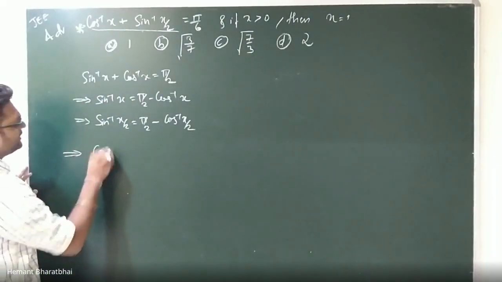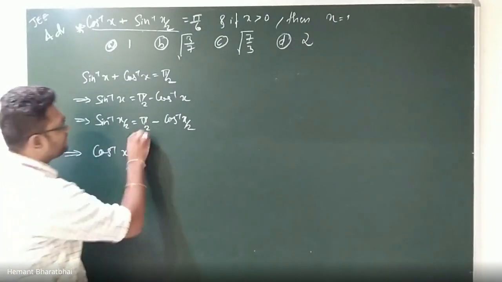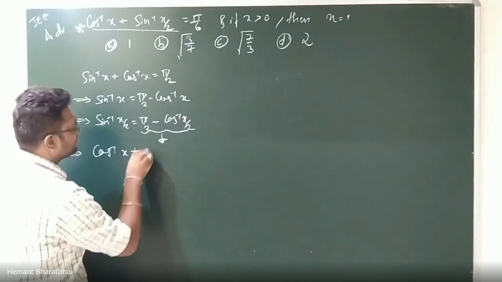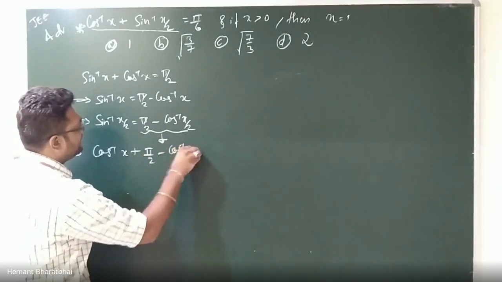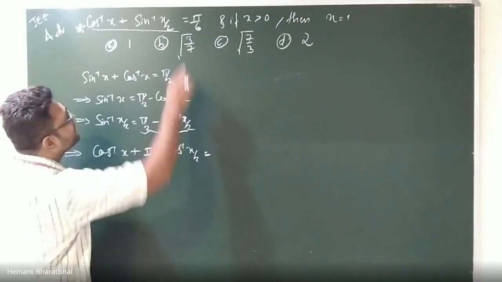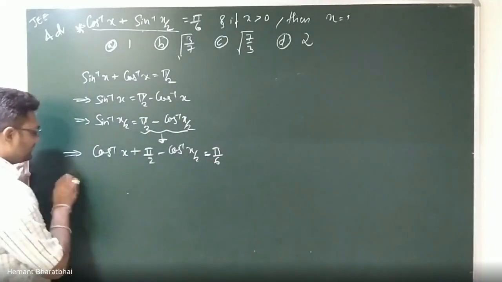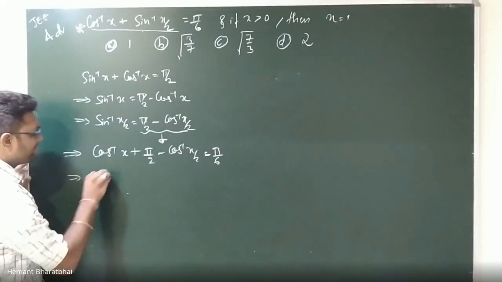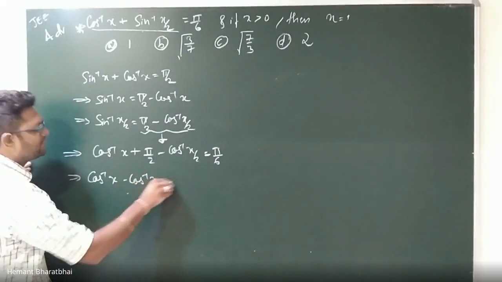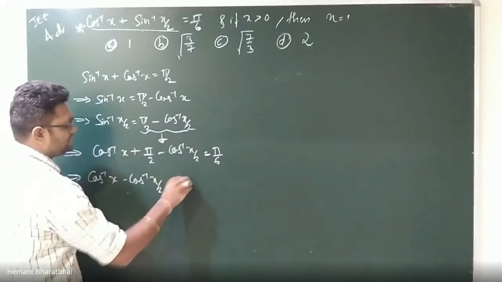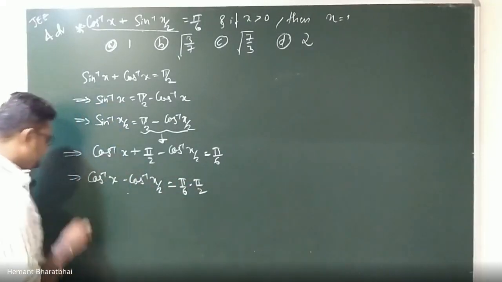So I'll get cos inverse of x plus, instead of sin inverse of x by 2, I can write this term, pi by 2 minus cos inverse of x by 2, is equal to pi by 2. This pi by 2 will go over there. So here I'll get cos inverse of x minus cos inverse of x by 2 is equal to pi by 6 minus pi by 2.